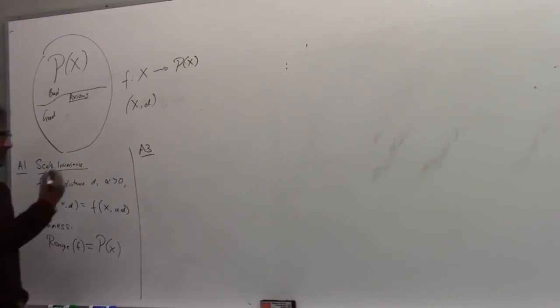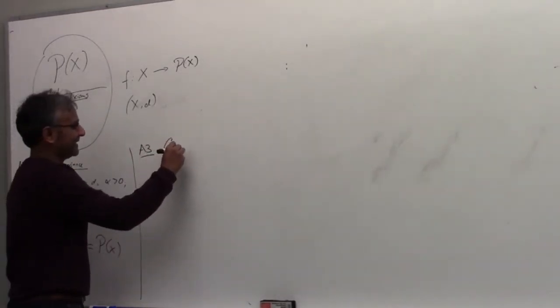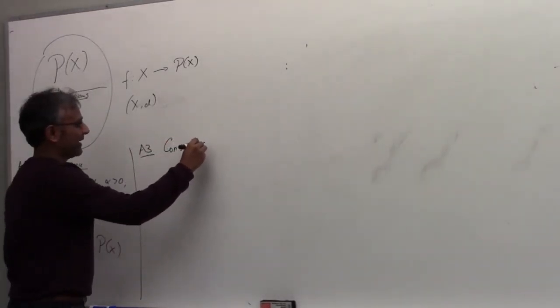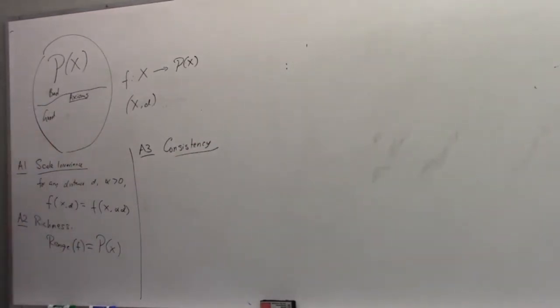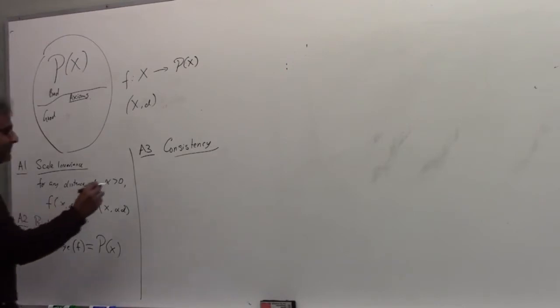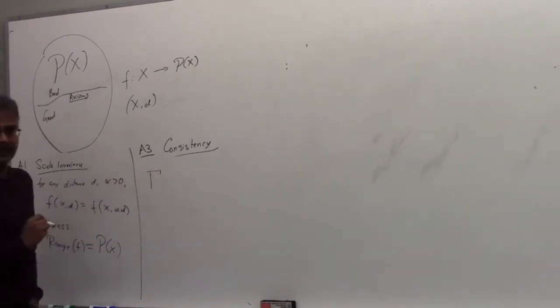So let me define the third axiom, which I'm going to call consistency. I have to do a bit more work. It's not as elegant to write down. And the axiom, so let me first define a notion of a transformation of the distance function.